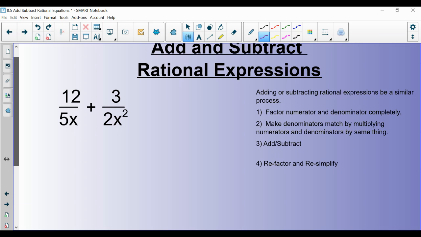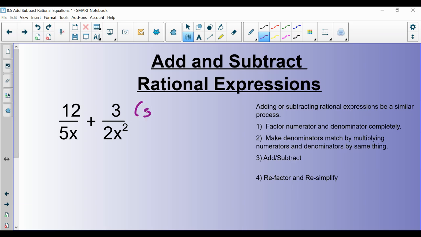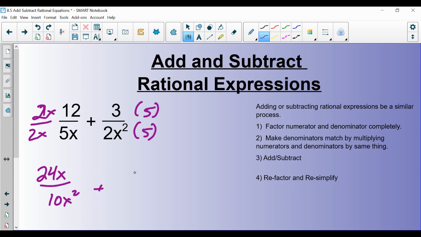Next one, our denominator once again doesn't match. The common denominator that I'm going to be looking for would be 10x squared. This one is going to need a 5 over 5 to get there. And this one would need a 2x over 2x to get there. Right, that would make this denominator on the left 10x squared. My numerator, 2x times 12, would be 24x. And then on the right, 15 over 10x squared.